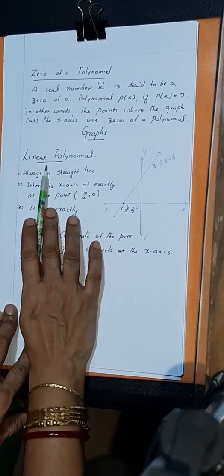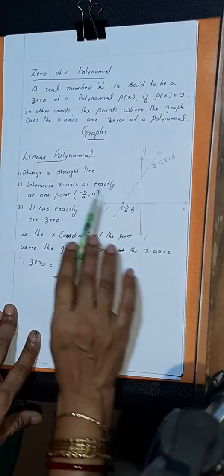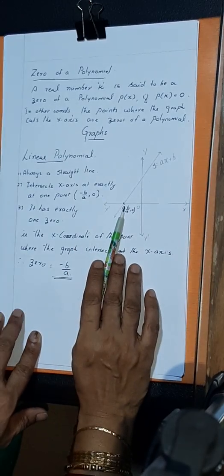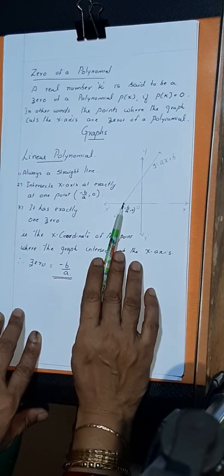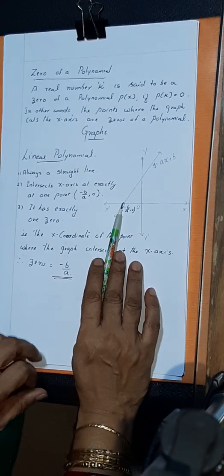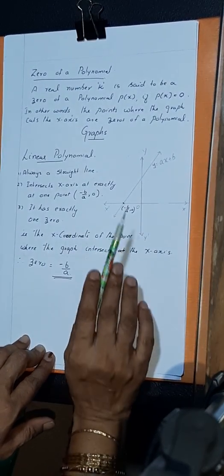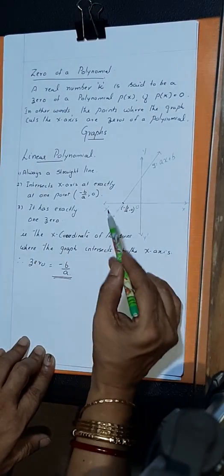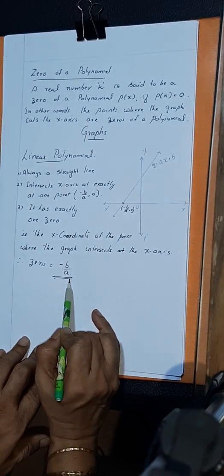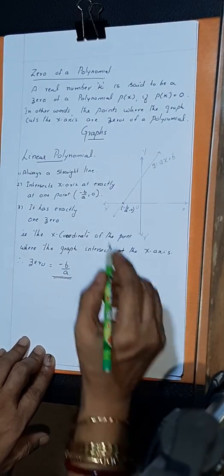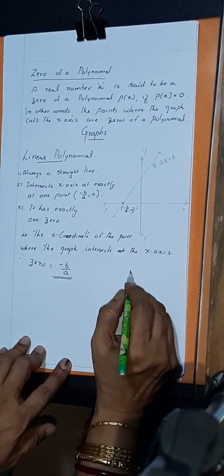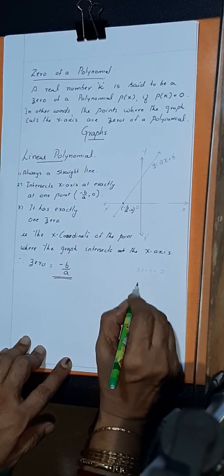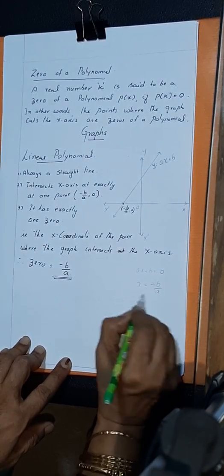The characteristics of a linear polynomial are: it is always a straight line. It intersects the x-axis at exactly one point, so it will cut only at one point. That means it has exactly 1 zero, which is the x coordinate of the point where the graph intersects the x-axis. Here the zero will be minus b by a. How do you find the value? You have learned it in the earlier classes. You write ax plus b equal to 0, so you get x is equal to minus b by a.